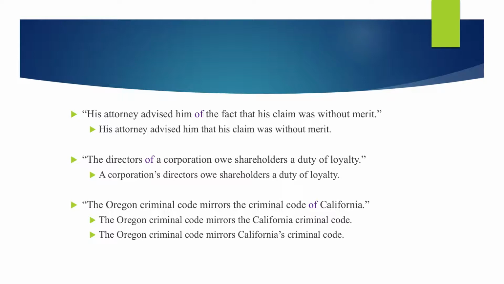In this next example, the "of" is used to introduce an adjective or arguably to show possession. It's either describing the criminal code as Californian, right, adjectively, as opposed to Iowan or Georgian, but one could also say it's possessive, right? This criminal code belongs to California. Either way, it can be eliminated. The Oregon Criminal Code mirrors the California Criminal Code. Here, it's using California as an adjective. Or the Oregon Criminal Code mirrors California's Criminal Code, turning it into a possessive.